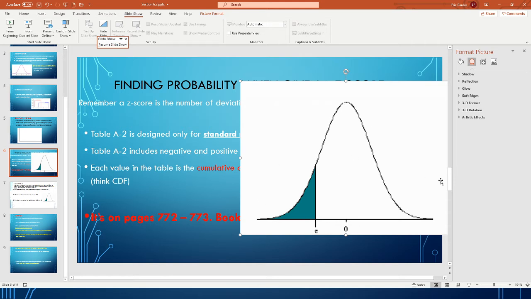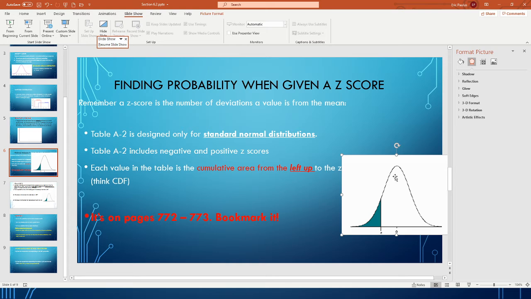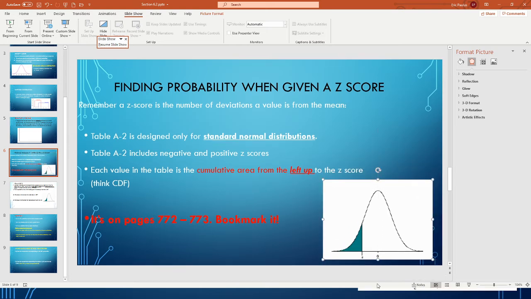But this is not a rectangle, clearly. So it's kind of hard to figure out the area under the curve when it's really actually a curve, because there's no basic geometry we can do here. So we have a table of values to help us out.